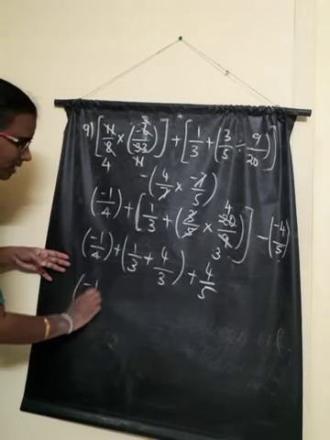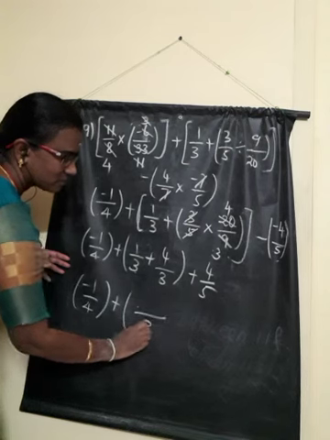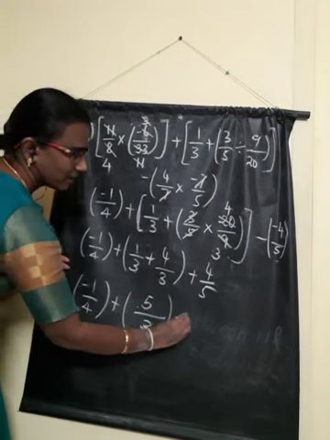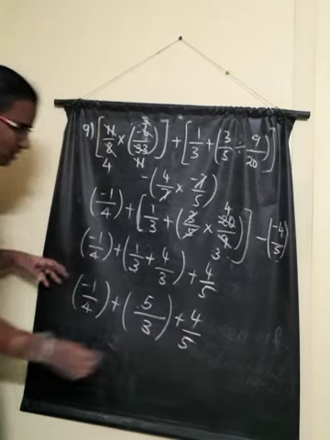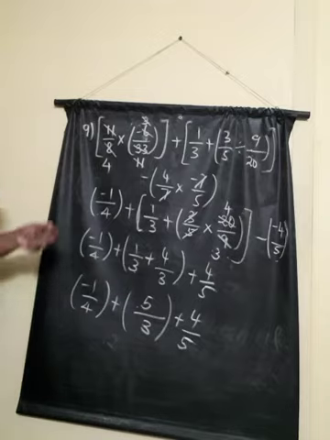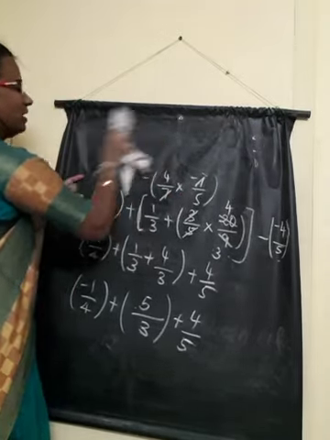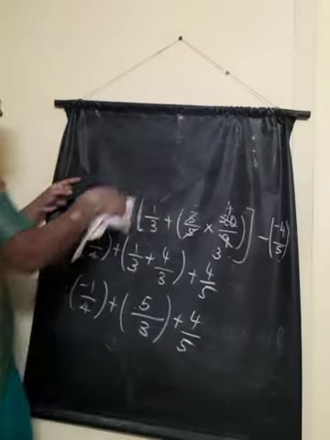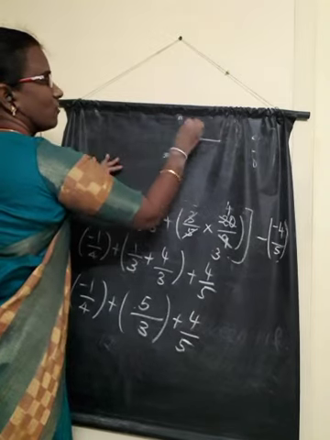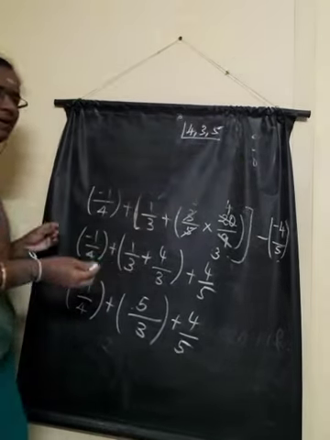So next step, minus 1 by 4 plus, the denominators are the same, so write 3 as it is. 1 plus 4 is nothing but 5. Then 4 by 5. Here minus 1 by 4 plus 5 by 3 plus 4 by 5. Here the denominators are not the same. Again you have to find the LCM. So for 4, 3, 5, there is no common divisor.